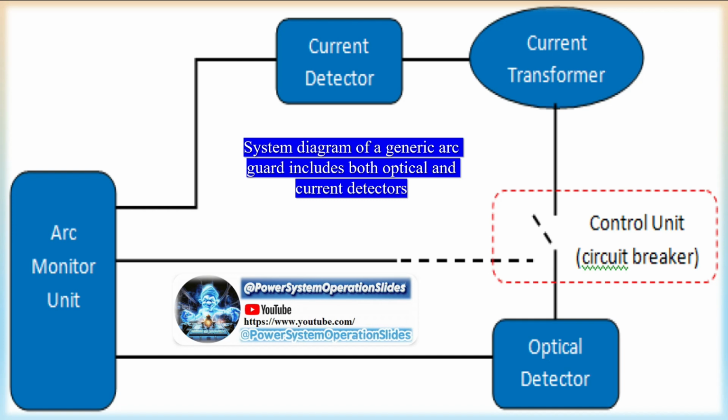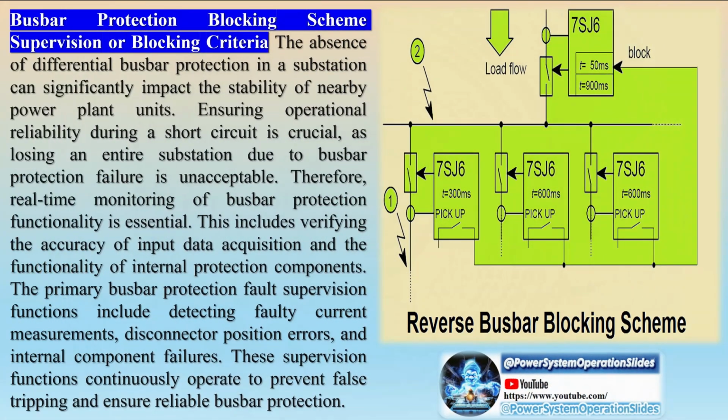CT saturation issue: conventional iron core CTs can saturate, causing their secondary output to inaccurately represent the primary current. Differential relay challenge: relays must distinguish between true internal bus faults and false differential currents caused by CT saturation during external faults. Numeric current differential, high impedance, stabilized, etc.